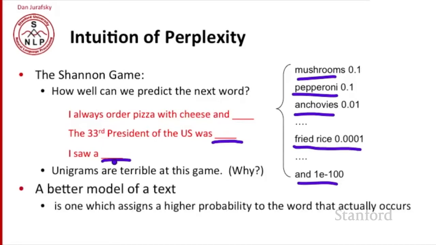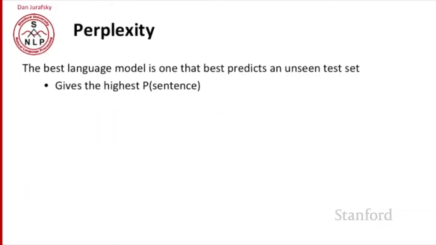So in summary, a better model of text, a better language model, is one that assigns a higher probability to whatever word actually occurs. If you can guess right the next word, you are a good language model. So the best language model is one that best predicts an unseen test set, or assigns, on average, the highest probability of a sentence to all the sentences that it sees. If I see this test set and I assign a probability to each of those sentences, the better language model is the one that says, oh, I knew that sentence was coming, and assigns it a very high probability.